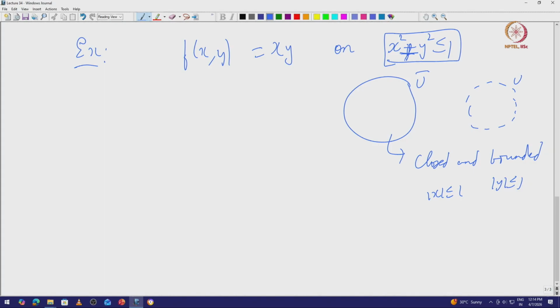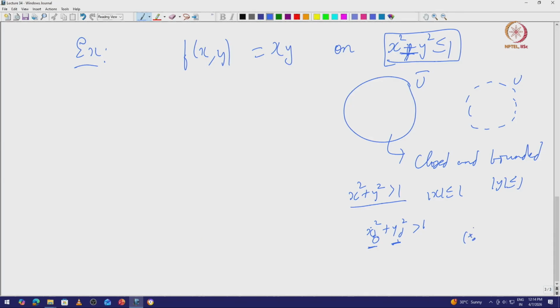What does it mean to be closed? That means the complement is open. What is the complement? X square plus y square is strictly larger than 1. Why is this open? Because if you take any point x naught, y naught, so that x naught square plus y naught square is larger than 1, if you perturb x naught and y naught a little bit, they will continue to satisfy x square plus y square is larger than 1. Of course, I would want you to do it more rigorously.